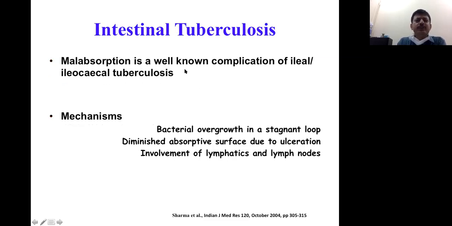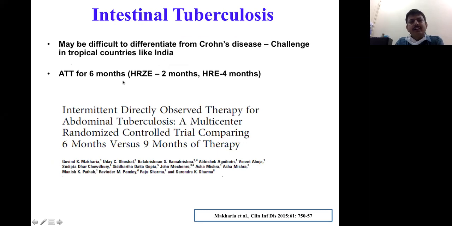Moving on to tuberculosis. Tuberculosis, as I told you, is one of the important causes of malabsorption. Malabsorption mainly happens in small intestinal and ileocecal tuberculosis. There are multiple mechanisms, like overgrowth of bacteria because of stricture, reduced absorptive surface area because of ulcerations, involvement of lymphatics, etc. Also remember that TB can sometimes be difficult to differentiate from Crohn's disease. That's a dilemma which we keep facing in clinical practice.